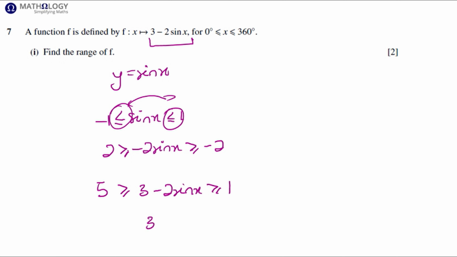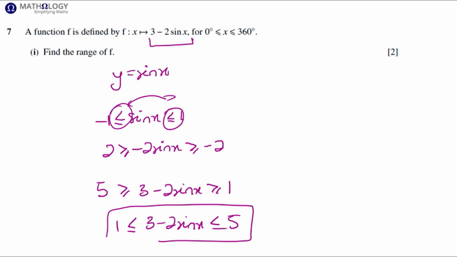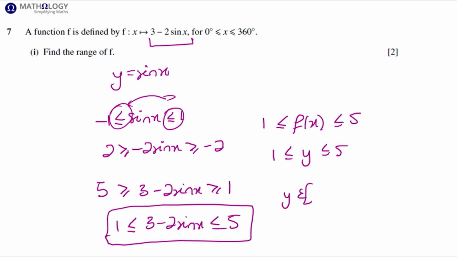So we are going to just rearrange this. 3 minus 2 sine x is greater than or equal to 1, so we're just going to write it like that, and 3 minus 2 sine x is less than or equal to 5, so we're just going to write it like that. And this is what we've been looking for, right? This 3 minus 2 sine x, f of x, is less than or equal to 5 and greater than or equal to 1. This is the range written as an inequality. So y is an element of 1 to 5. So you get the same answer whether you draw the sketch graph or you do it algebraically.